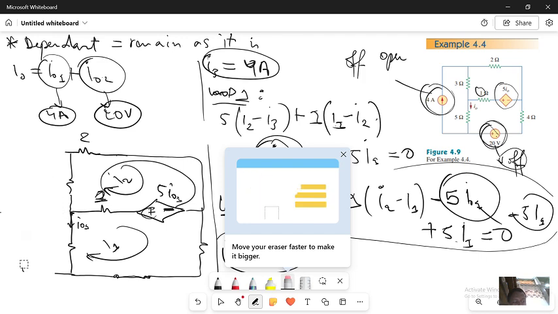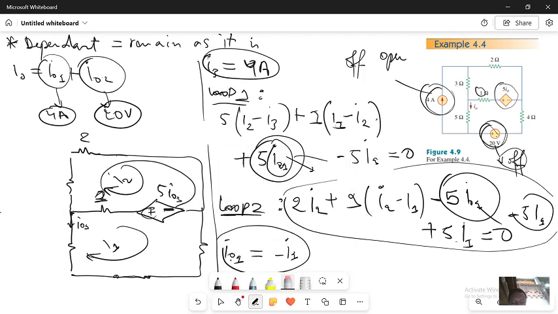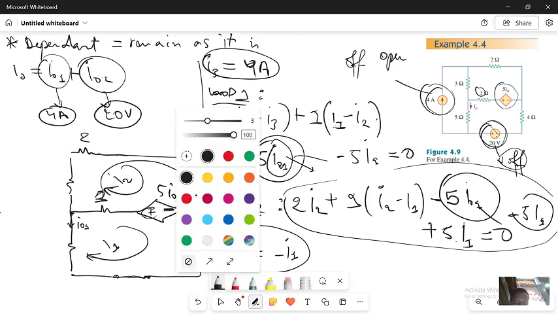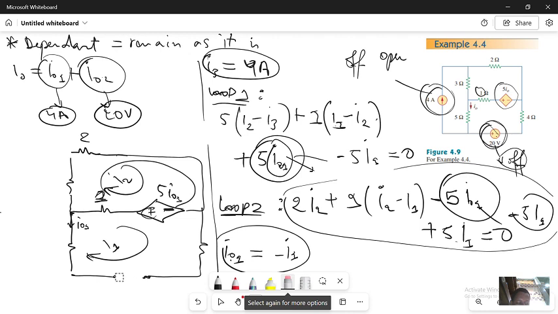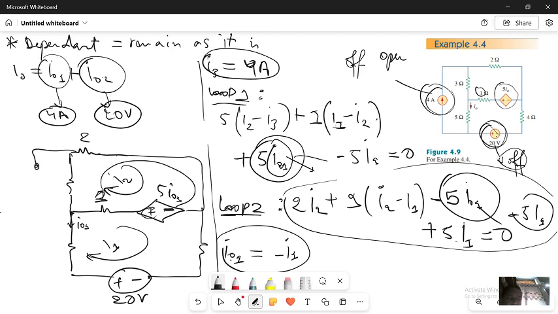When this one is off, this one will be my source. Here I will put my source, which is plus minus 20 volt. Now I have this one. Here it is open, no need to use it, because it is a current source. Here now it's going to be I02.